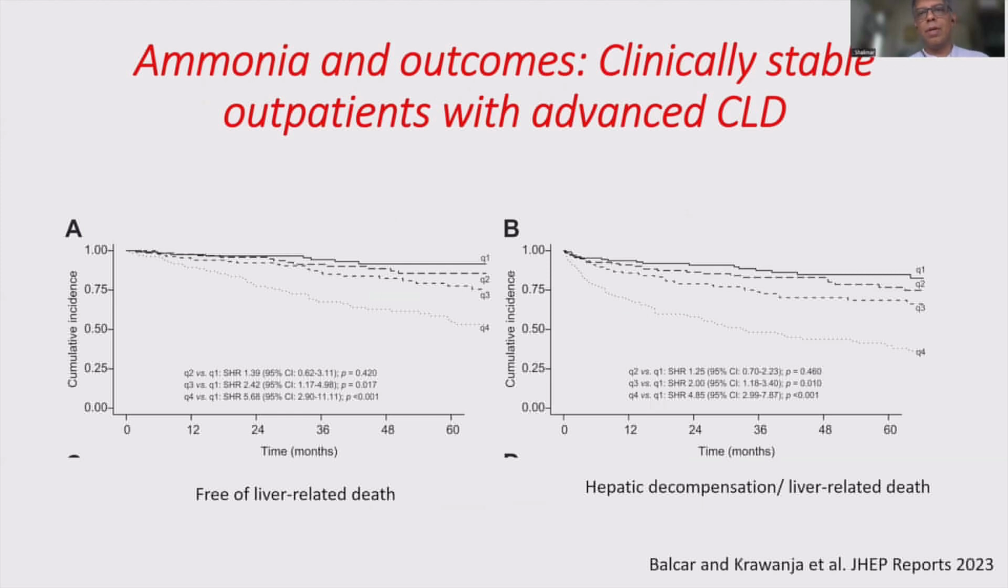Similar results were reported from another European center, which also evaluated clinically stable outpatients with advanced chronic liver disease. When patients were categorized based on different quintiles of ammonia levels, those who had higher levels of ammonia had higher liver-related deaths and hepatic decompensation compared to those patients who had lower levels of ammonia, thereby again suggesting that ammonia estimation probably may have some role in predicting complications in cirrhosis patients at follow-up.